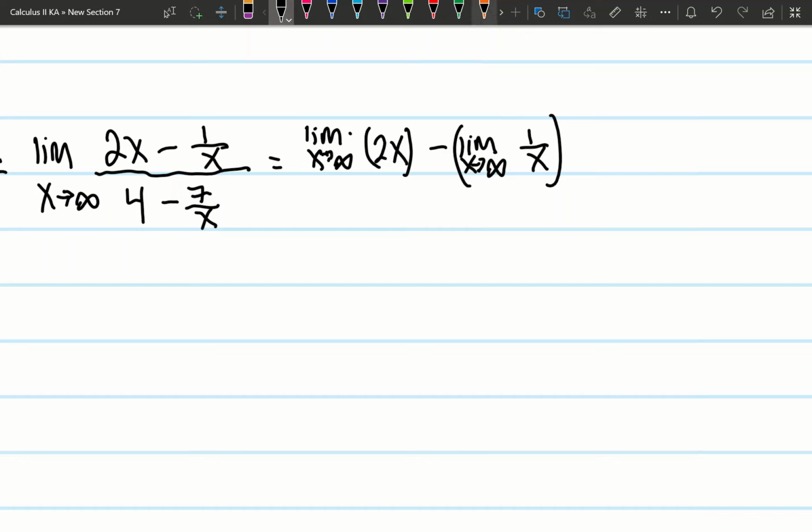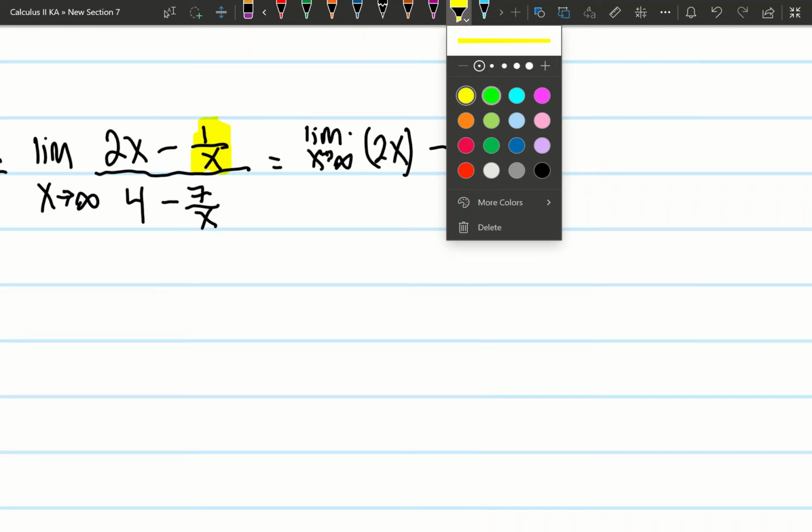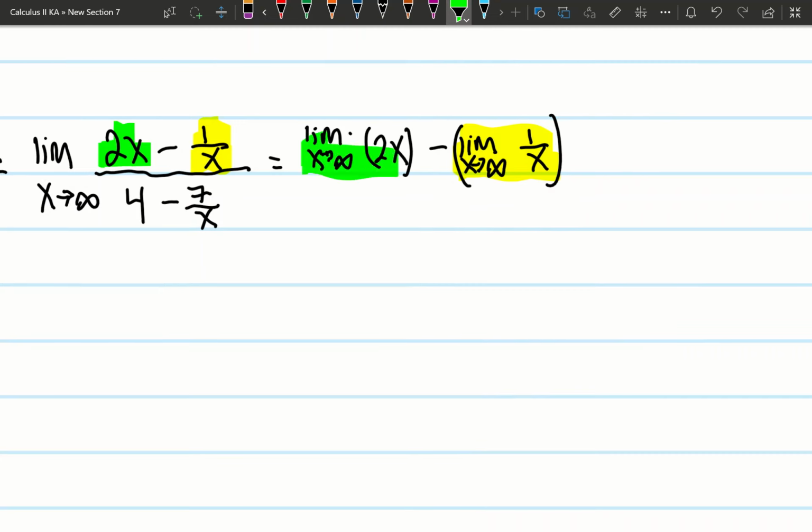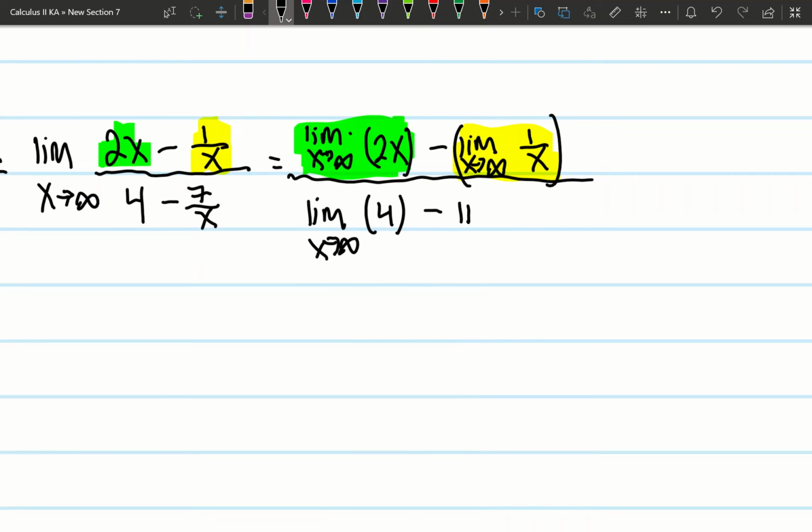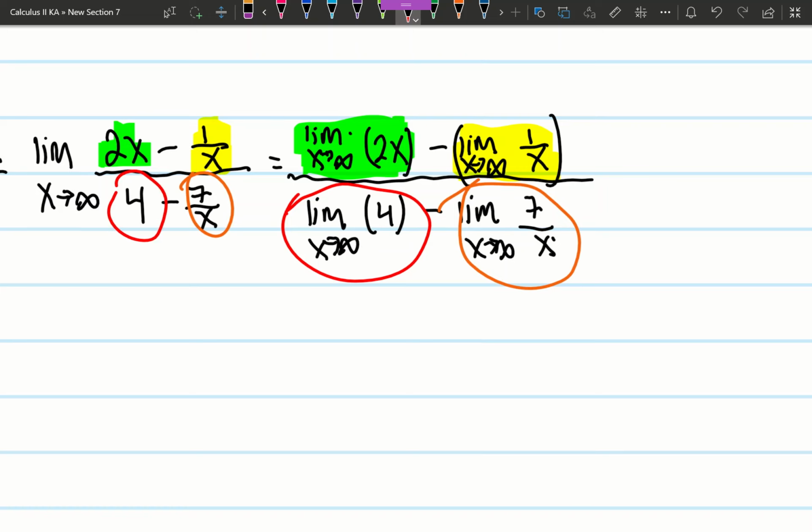So basically, we have something that goes like this here, and also something that goes like this over here, right? And it's going to be over the limit as x approaches infinity of 4 minus the limit as x approaches infinity of 7 over x. Like I said, this is this part here, and this is this part over here, right?